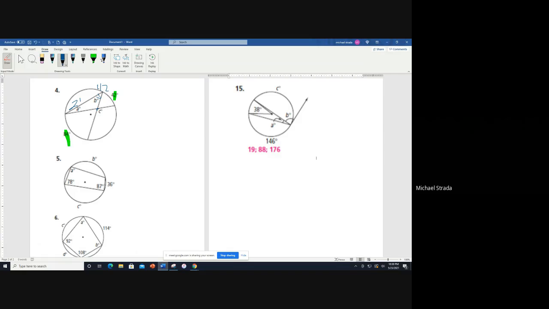The three angles obviously add up to 180, so I take 21 and 42, add them up, subtract from 180, and I get a buck 17. So that's why C is 117.